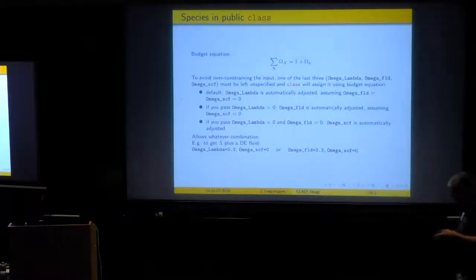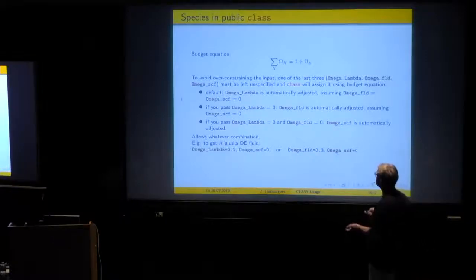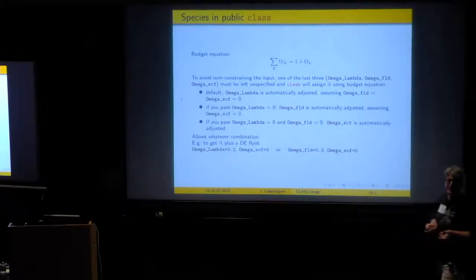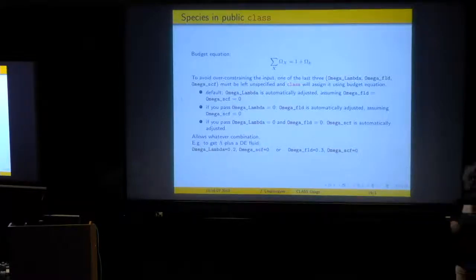So you should pass the others, the baryons, the cold dark matter, the neutrinos. The code will adjust for omega lambda, and when you run in a terminal, it will even tell you what omega lambda had to be used in order to match this equation. Now, by the way, if you would pass a value of omega lambda and set these two to 0, the code would complain that the input is over-constrained. So you would know that you are not following the logic.